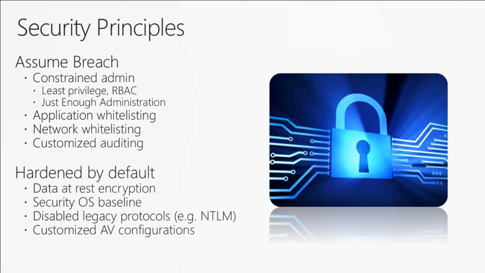So the security principles of Azure Stack: the first thing is we've taken an assume breach perspective, saying that it's not if someone gets in and is doing malicious things, it's when. So how do we make sure we can constrain what they do when that happens? We're using least privilege RBAC and just enough administration so that the things that can be done on the system are constrained. We have auditing to make sure that you know what is going on. And it's hardened by default.